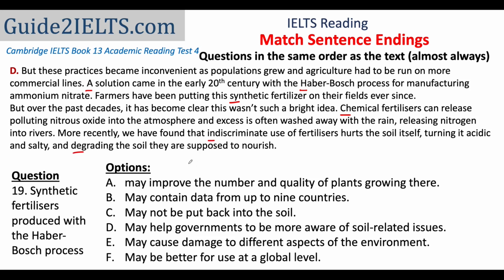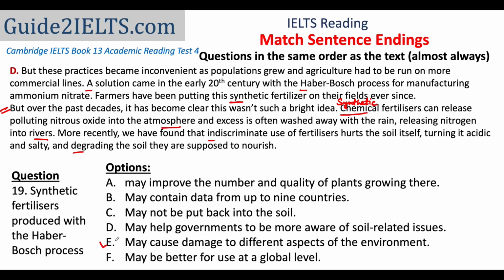The chemical fertilizers mentioned in this paragraph are the synthetic fertilizers which are mentioned in the previous paragraph. This paragraph basically says that the synthetic fertilizers harm the environment. And different aspects of environment are mentioned which are harmed. For example, the atmosphere and the rivers. The answer therefore is E.